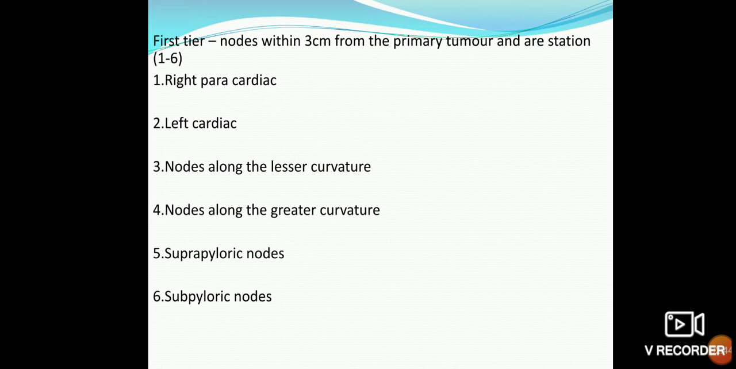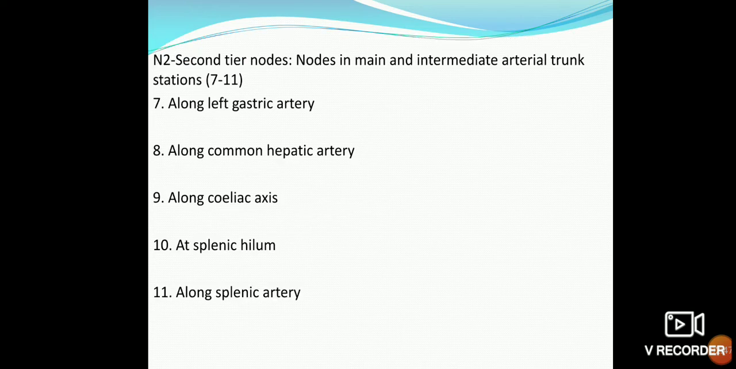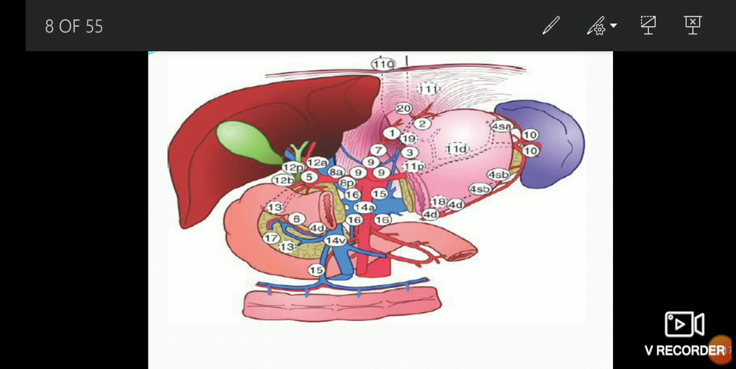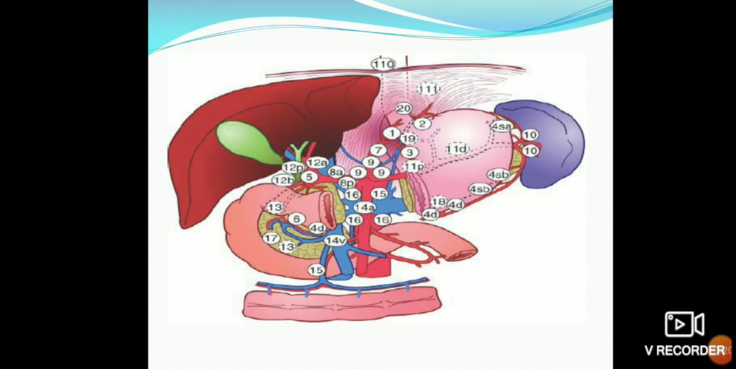The second echelon, second tier nodes. These are nodes in the main and intermediate artery trunk stations, which are 7 to 11. These nodes are found along the arteries of the stomach. Station 7 is along the left gastric artery. The 8th node is along the common hepatic artery. Station 9 is along the celiac axis. Station 10 is the splenic hilum, and 11 is the splenic artery. These diagrams show the lymph node stations near the stomach.